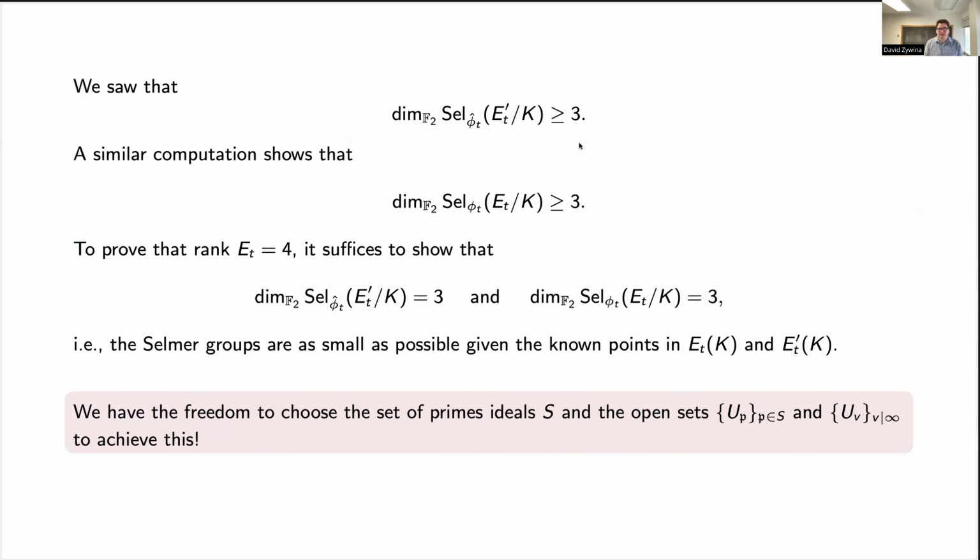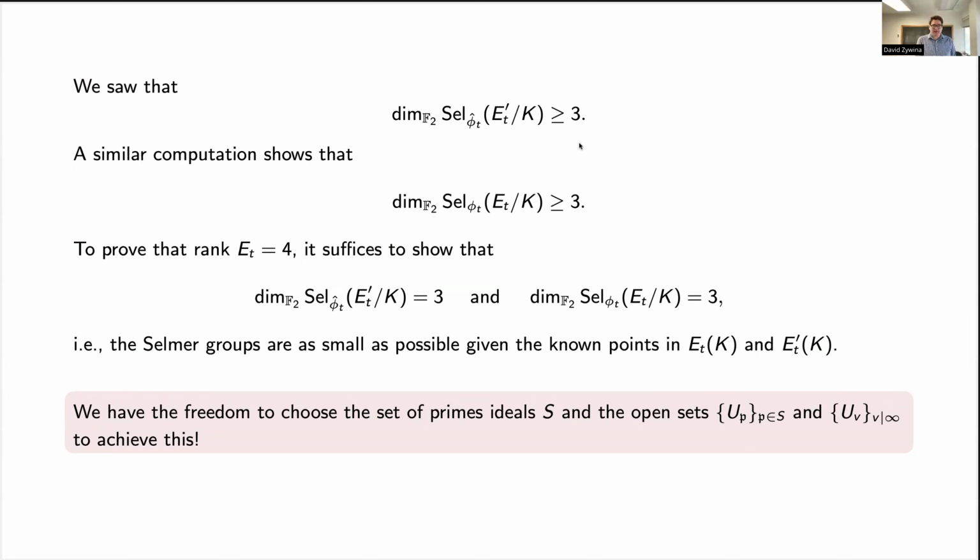Okay, so we have this dimension at least 3, and a similar computation shows that the other Selmer group has dimension at least 3. And so to prove that the rank is exactly 4, we just need to show that the dimensions are both exactly 3. Because our rank upper bound was these two dimensions added together, so 6 minus 2, which is 4. And then we would have a lower bound 4 and upper bound 4, and we'd have rank 4. And equivalently, we're showing the Selmer groups are as small as possible given the known points for elliptic curves.